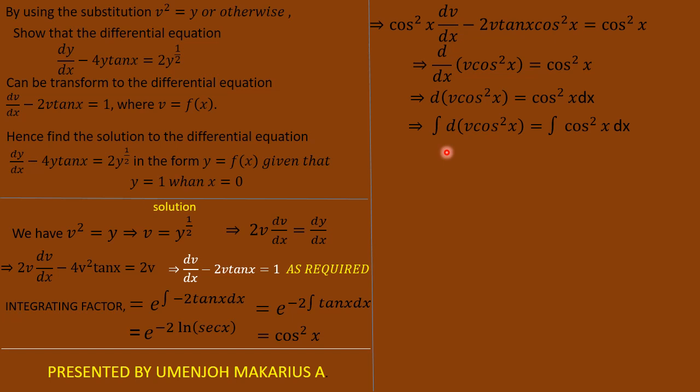So now if we integrate our d of v cos squared x, that is going to translate into v cos squared x. Keep in mind, guys, that our identity says that cos 2x is the same as 2 cos squared x minus 1. If we make cos squared x the subject, we are simply going to have (cos 2x plus 1) all over 2. Good. So this is what we have now.